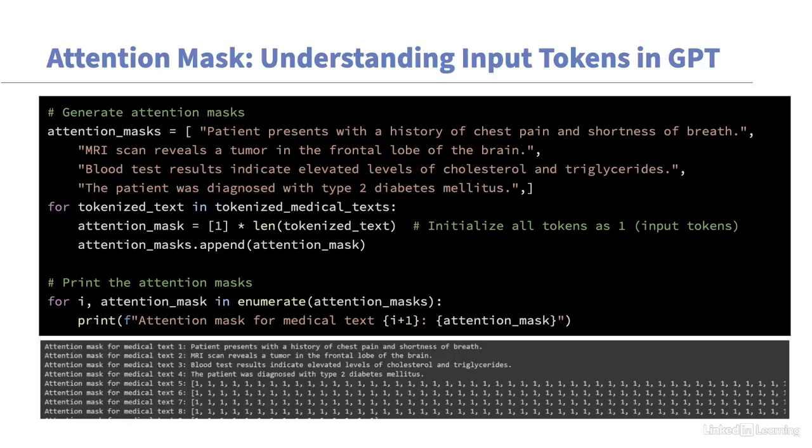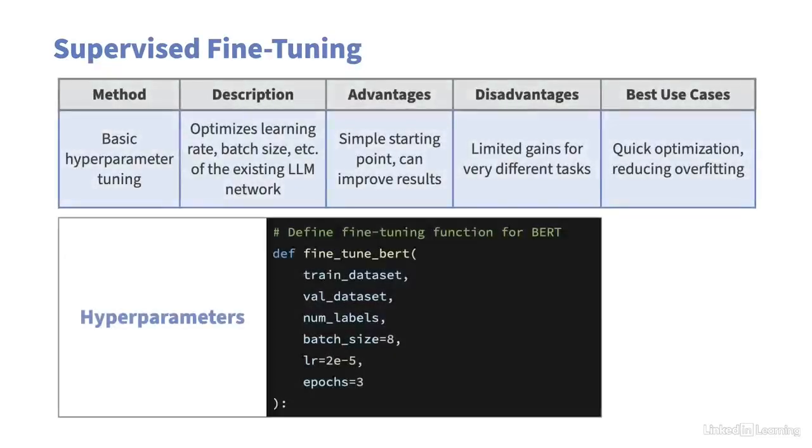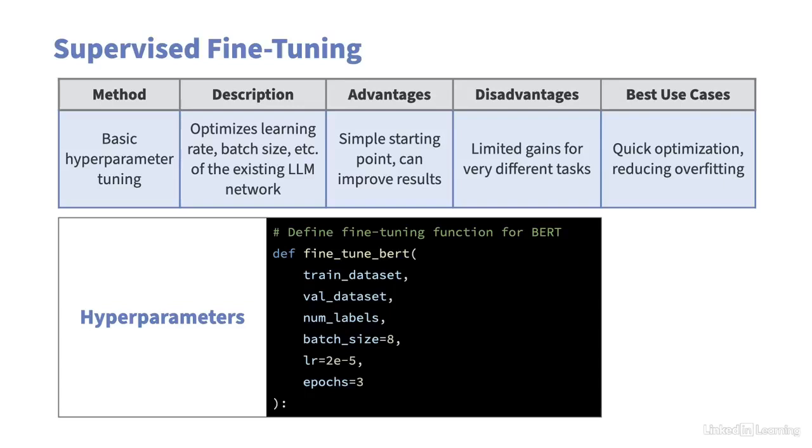Basic hyperparameter tuning in an LLM involves optimizing the hyperparameters that control the training process of the model. There are many hyperparameter techniques, and in this example, batch size, learning rate, and the number of epochs are shown. Hyperparameters related to the architecture of the model, such as the number of layers, hidden units, attention heads, etc., can significantly affect the model's capacity and performance.